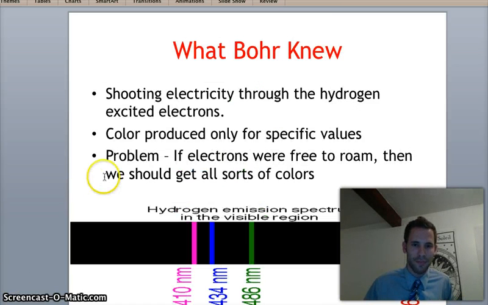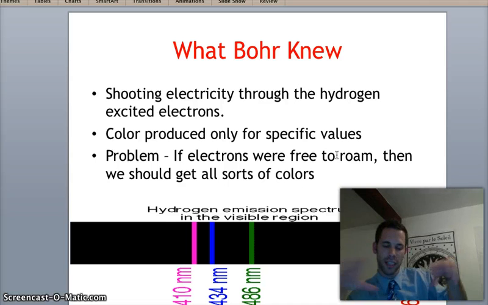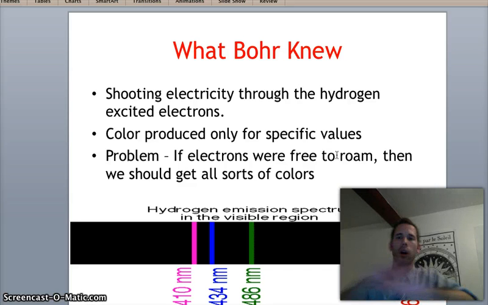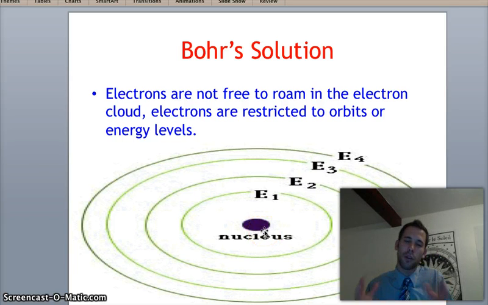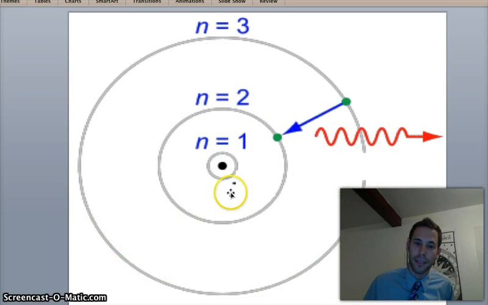And he said, wait a minute. I know that shooting electricity through hydrogen excites these electrons, but the colors only produced for a few of them. Why aren't all the colors lighting up? And he said if the electrons were free to roam all over the place, then we'd get all sorts of colors. However, given that we only had a few, Bohr proposed that all of the electrons actually exist in little orbitals. Just like planets revolving around the sun, electrons sort of revolve around the nucleus. Now, this isn't the full idea of how it works, but this is a good way to think about it. We call this electrons restricting to orbitals or energy levels. And we get excitement of electrons.